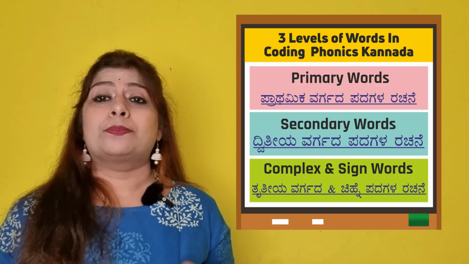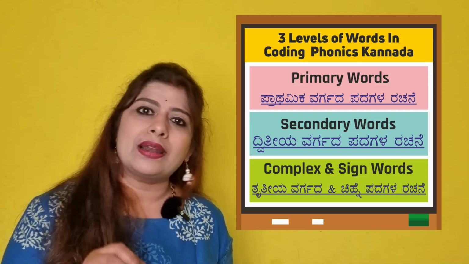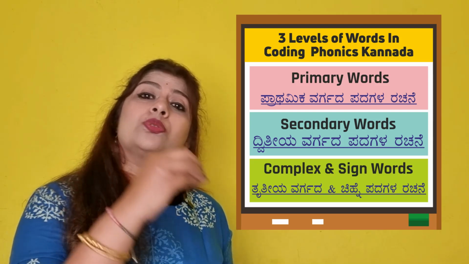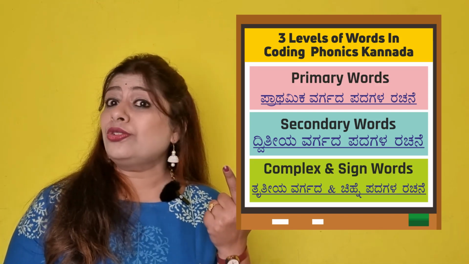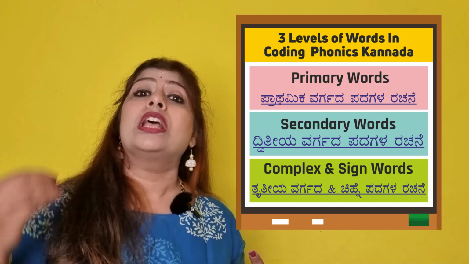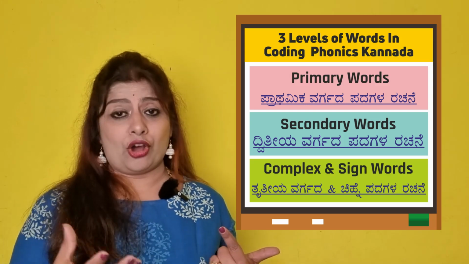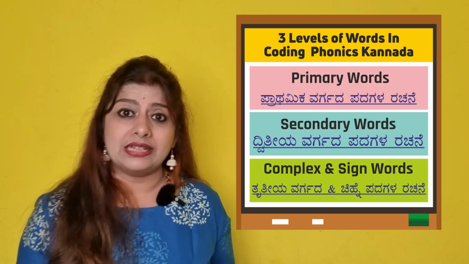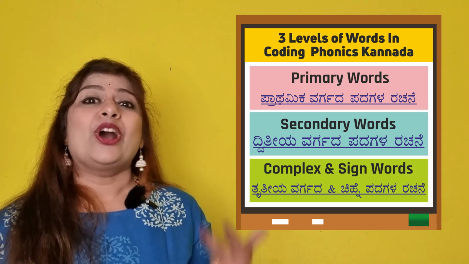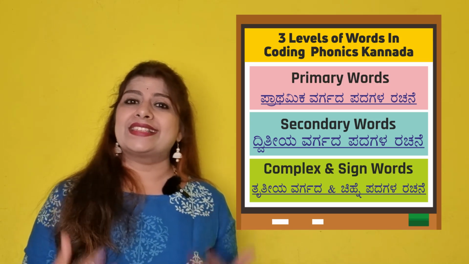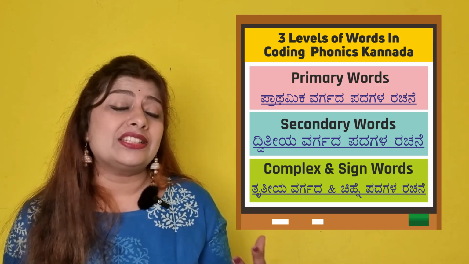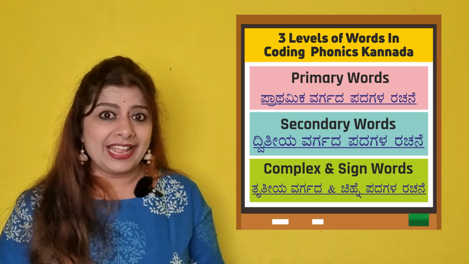Category number 1 is primary words, for example Sara, Mara, Rama, wherein the child will form words using Swara and Vyanjana. Number 2 is secondary words, where they will use the Gunitaksharas and form words. And number 3 is complex words and sign words, that is, complex words with Ottakshara and sign words with Arkavathu. The child should read and write these 3 categories of words effectively.